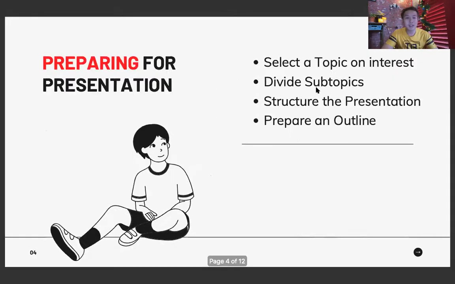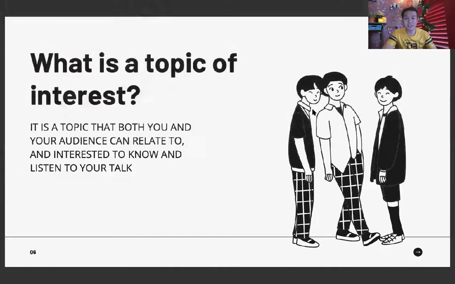Alright, going back, divide subtopic, like I said, 1, 2, 3, 4, so that people know what you're talking about, and then structure the presentation, prepare an outline. This is like a draft. So before you go for a presentation, you have to have a draft so that you know what you're talking about. Okay.